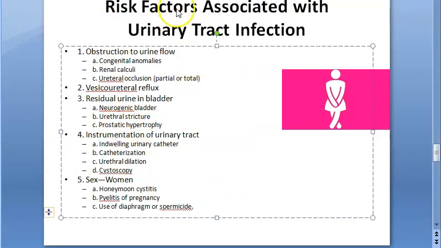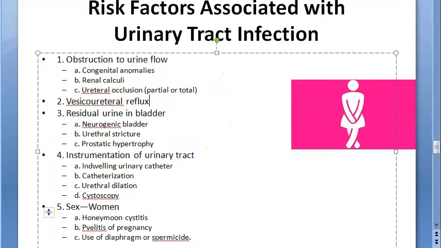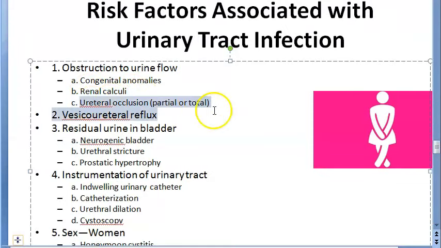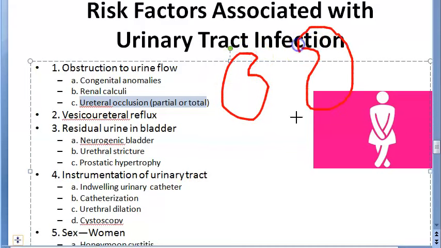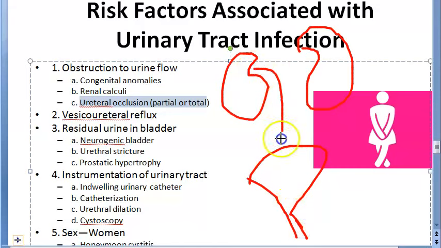Who are at more risk of getting urinary tract infections? If there are congenital anomalies, kidney stones, or ureteral occlusion, partial or total. The portion from the kidney to the bladder is called the ureter. First of all, understand this: this is the kidney, and here you have the bladder. Kidney to bladder, that pipe is called the ureter. From the bladder to the outside world, this is called the urethra. So when they say ureteral occlusion, they are referring to the ureter.